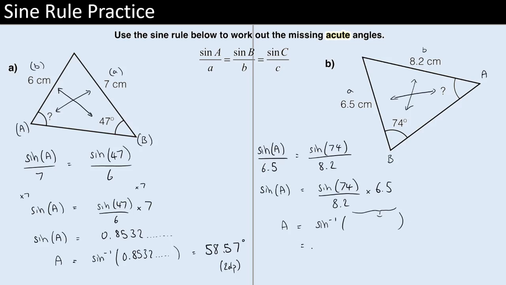And when I do that on my calculator, you could type it all into your calculator if you wanted to. So you could type in sine inverse of sine 74 divided by 8.2 times by 6.5 and then close the brackets. Oh, I got my brackets in the wrong place. There we go. To give us an accurate answer of 49.64 to 2 decimal places. And it said work out the missing acute angles, and we have worked out our acute angles. Perfect.